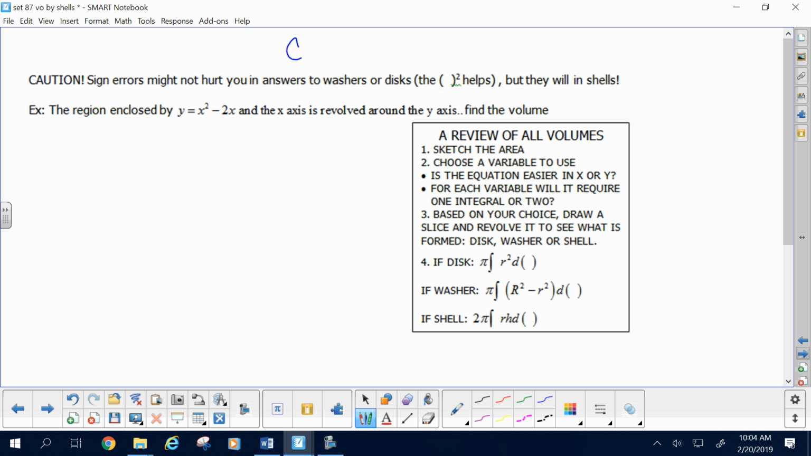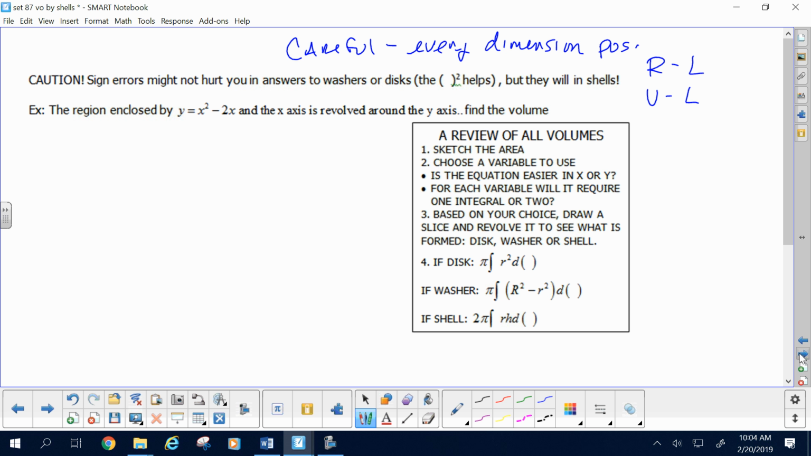Be careful to make every dimension positive. To make it positive, use right minus left for horizontal distances and upper minus lower for vertical distances. If you do that, you will get a positive outcome.